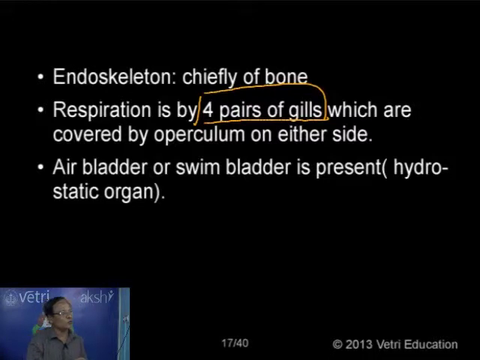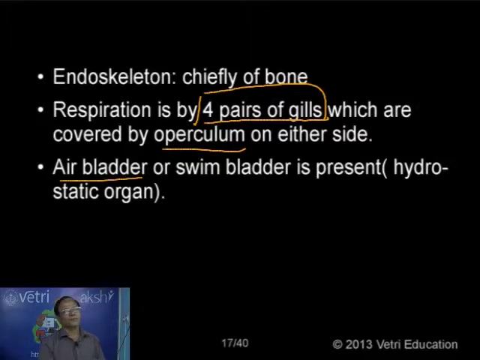And here we have 4 pairs of gills. And the 4 pairs of gills do not open directly outside. They open into a cavity called the gill chamber. That gill chamber is covered by means of an operculum. That is one contrasting character in respect to the shark or any other cartilaginous fishes. So 4 pairs of gills, the number is constant in all bony fishes, and we also have an operculum on either side covering the gills.